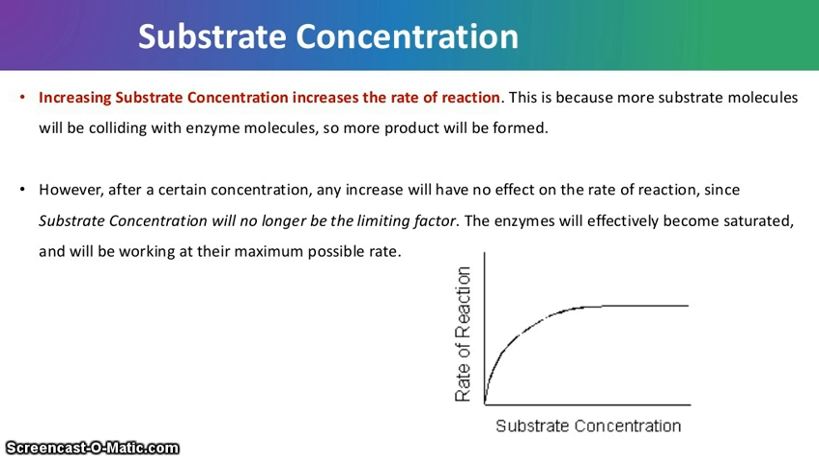Friends, increasing substrate concentration increases the rate of reaction, and this is because more substrate molecules will be colliding with enzyme molecules, so more product will be formed. However, after a certain concentration, any increase will have no effect on the rate of reaction, since the substrate concentration will no longer be the limiting factor. So enzymes will effectively become saturated and will be working at their maximum possible rate. You can see here our rate of reaction and substrate concentration.